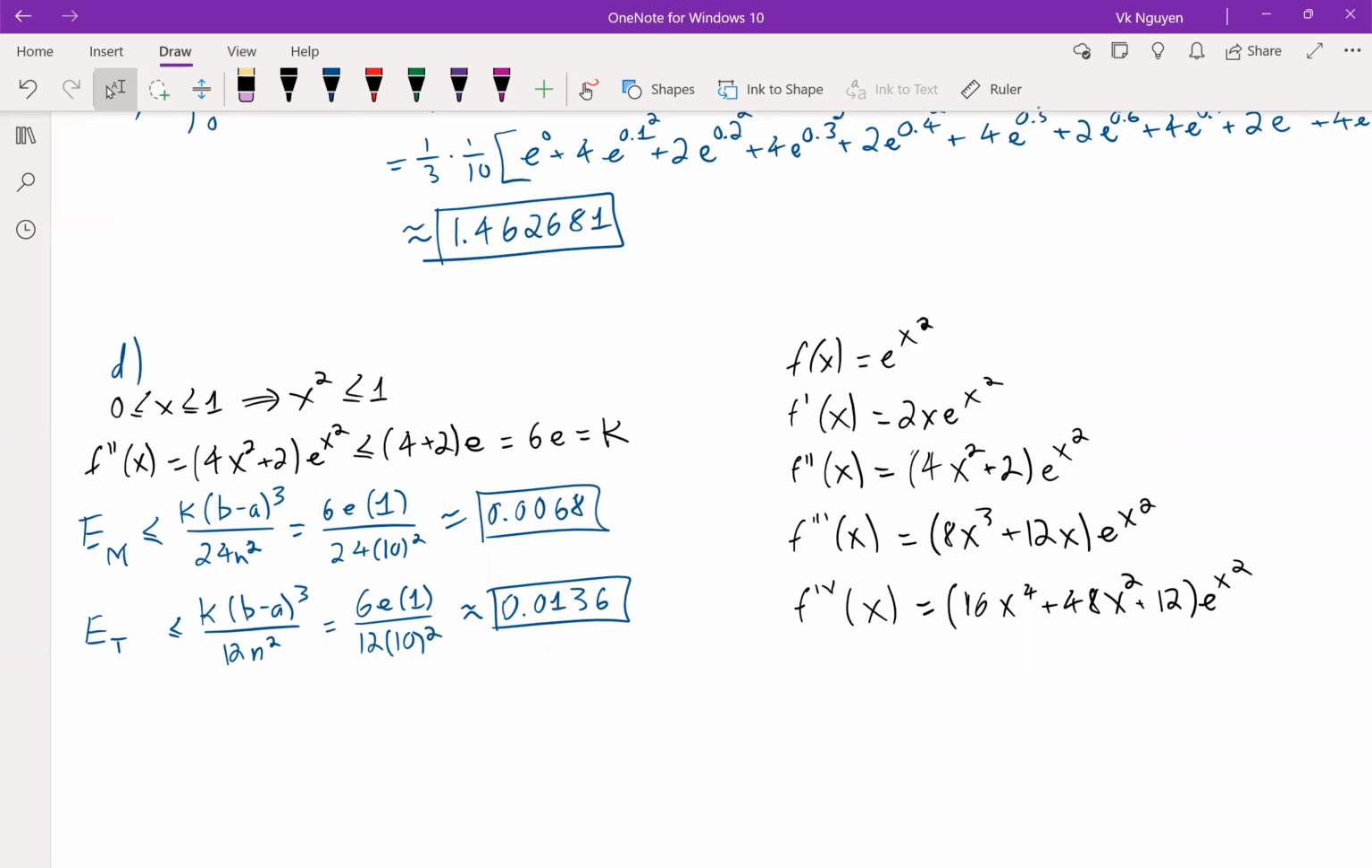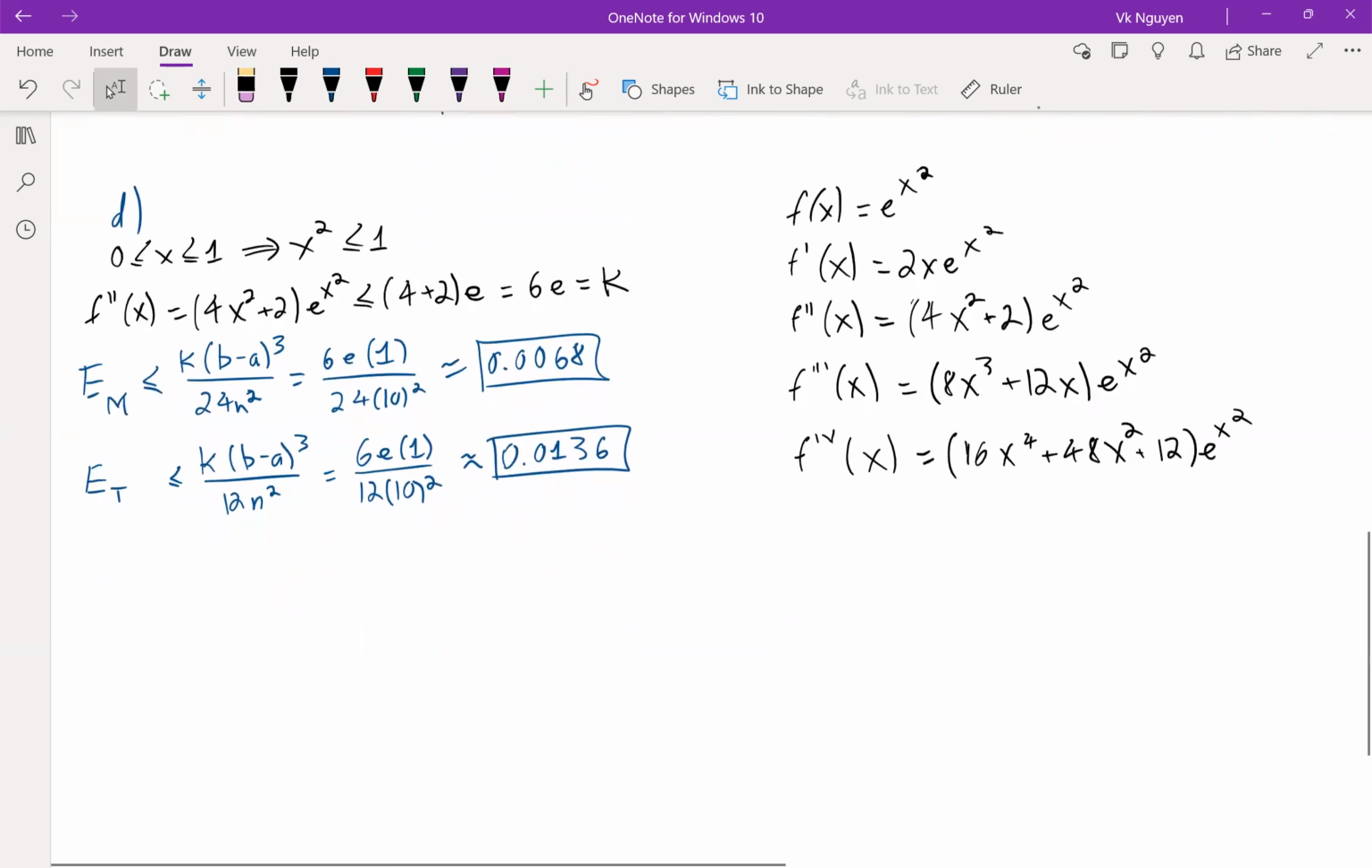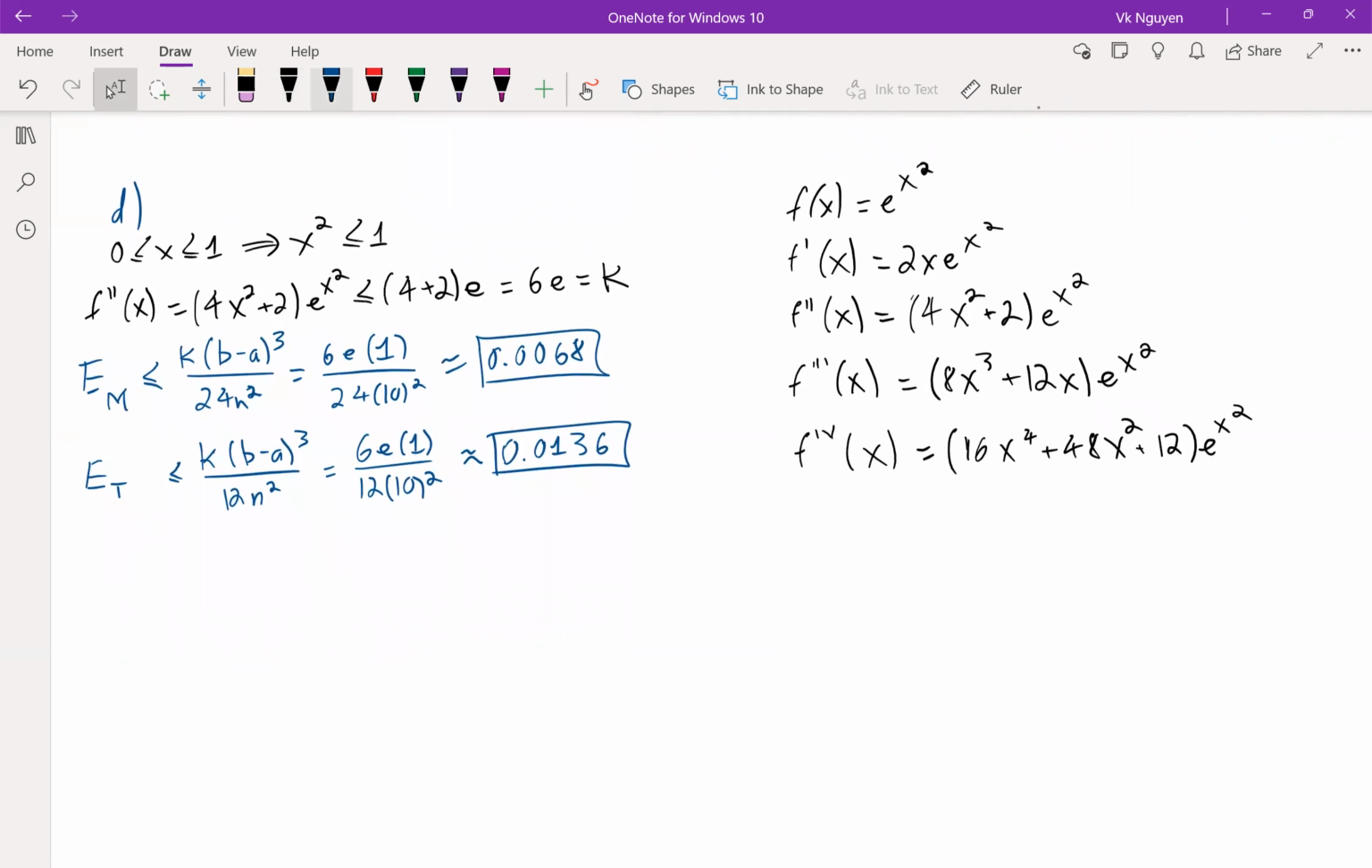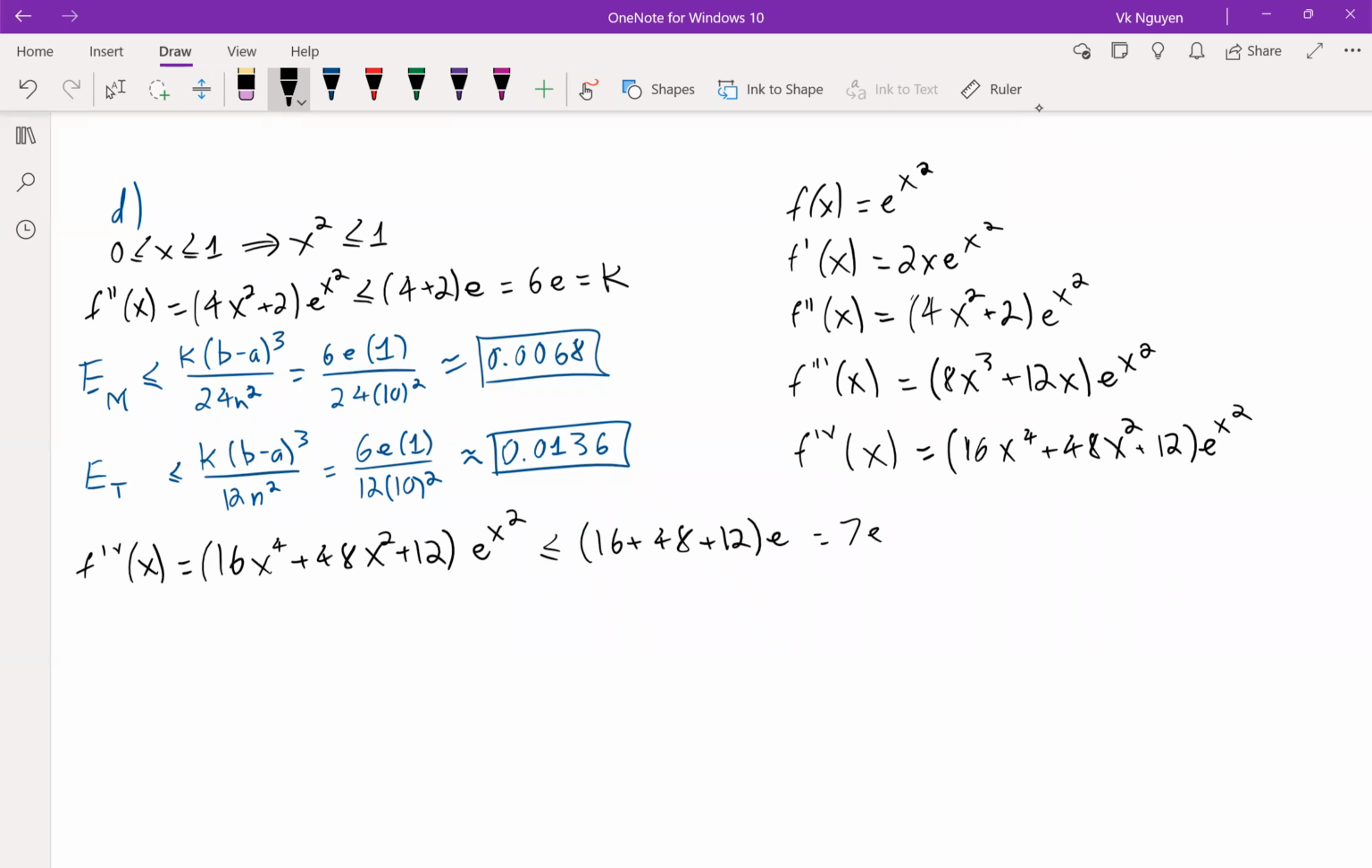To do the error using the Simpson rule, we have to consider the fourth derivative. The fourth derivative is 16x to the 4 plus 48x squared plus 12e to the x squared. And this is less than or equal to 16 plus 48 plus 12e, which is 76e.